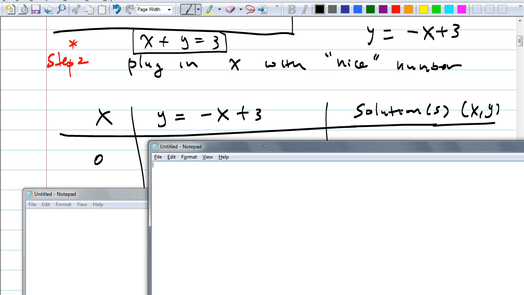So it says plug in any nice value for x. You can plug in 1, you can plug in 1,000, you can plug in 1,000,000. I'm going to plug in 0 because that's the easiest one. And of course, when you plug in 0, this is nice because what happens now? What happens when you do that?